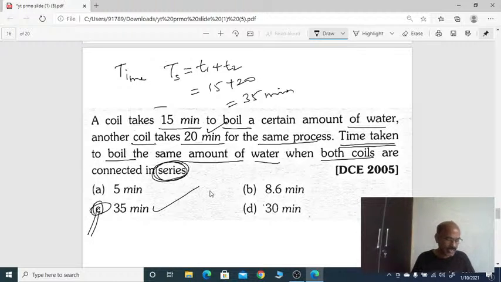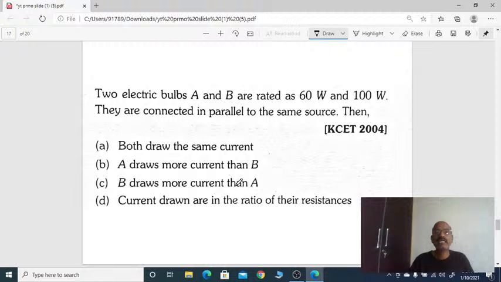Option C is correct. Since both are connected in series, it is T1 plus T2. Let us go for the next question. Two electric bulbs A and B are rated 60 watt and 100 watt. They are connected in parallel to the same source. Then both draw the same current. A draws more current than B. B draws more current than A. Current drawn is in the ratio of the resistances.